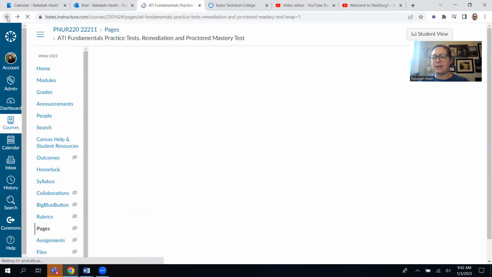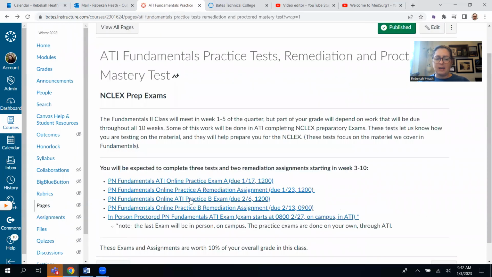Test A or exam B and the remediation for B look very similar to A. Then there's going to be an in-person proctored ATI exam on campus. Even though you're not going to be coming to campus for this class the last 10 weeks of the quarter because you're going to be in clinicals, we do expect you to come in at 8 a.m. on February 27th for this ATI exam.